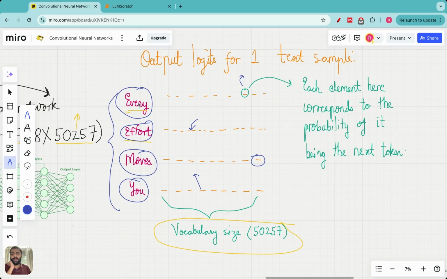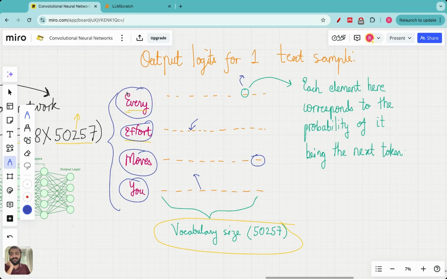Now when you look at every effort moves you, the context size is 4. Whenever we have a context size, we have that many prediction tasks. So remember, here there are 4 tokens, right? So we don't only have one prediction task. You might think that the only prediction task is that every effort moves you is the input and we have to predict the next word. No, there are 4 prediction tasks.